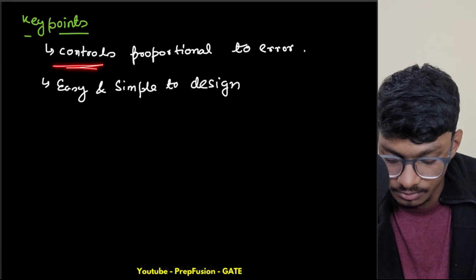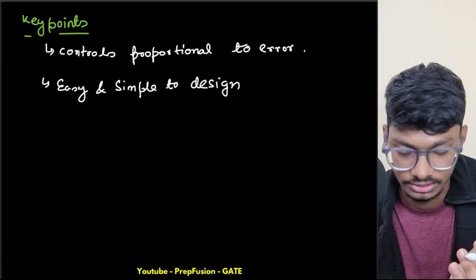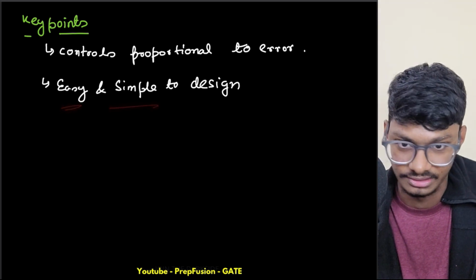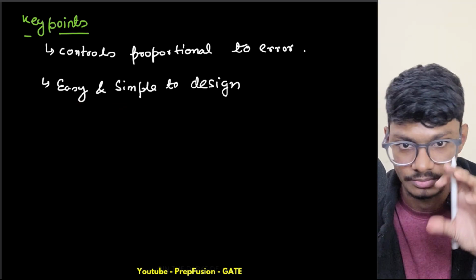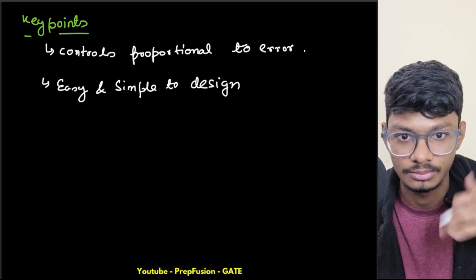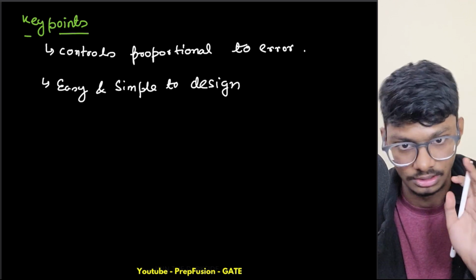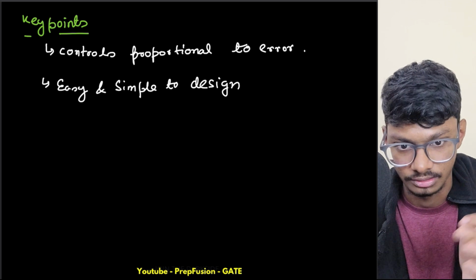The key point is the control is proportional to the error, that is what it gives as output, and it is easy and simple to design. Very simple, simply a gain block. If you place a simple gain amplifier, an op amp, it can work. In analog electronics you will learn more about that.